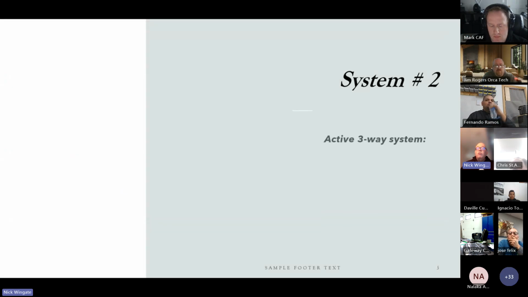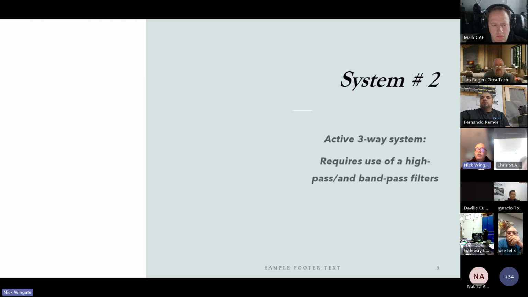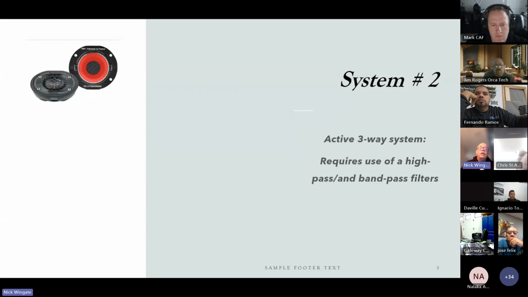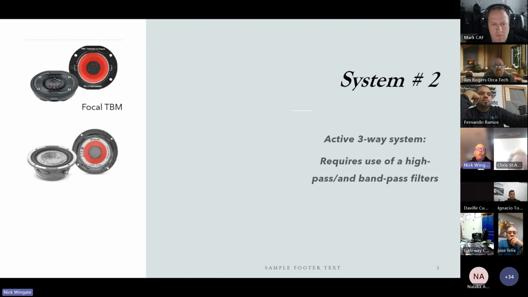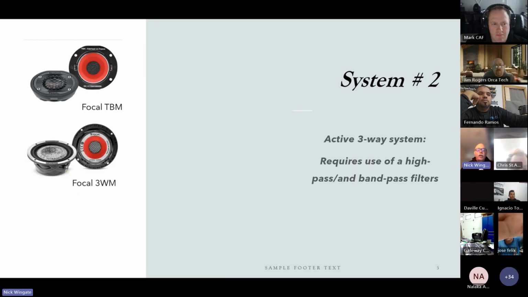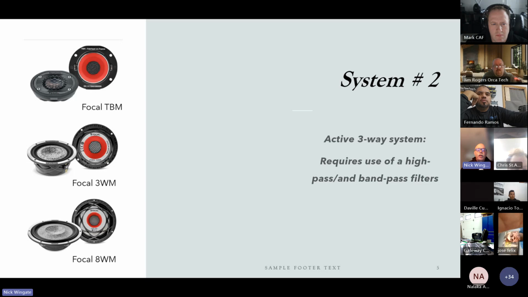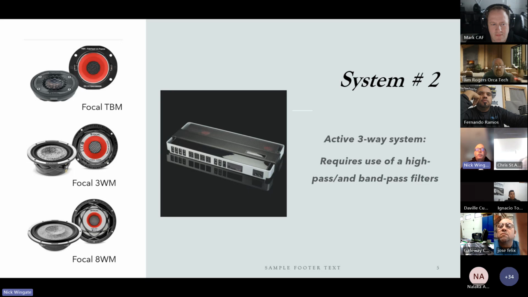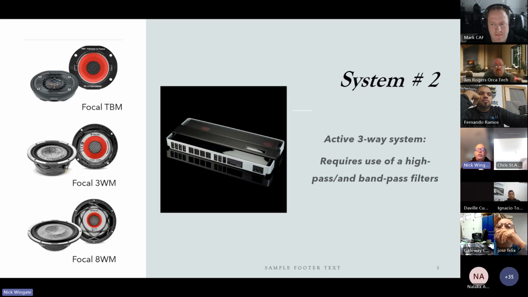System number two would be a fully active three-way system. Now, this requires the use of high pass and a band pass. In this particular instance, we're going to be using a Focal TBM tweeter. We will be using a Focal 3WM, and we'll be using a Focal 8WM. This is a very great, really nice sounding system. Now, to get this to work, you're going to need, obviously, 6 channels of amplification with 6 channels of DSP processing. And obviously, a Mosconi Pro 8 to 30 would be ideal for this.